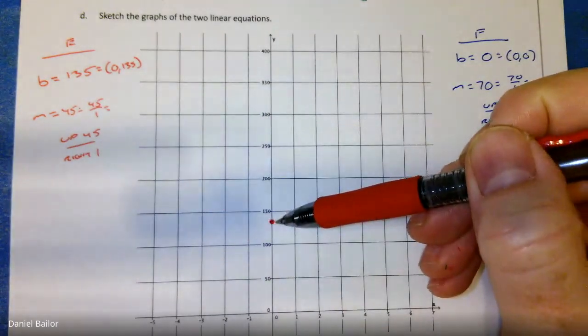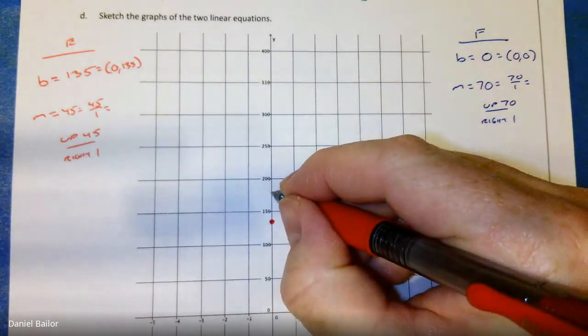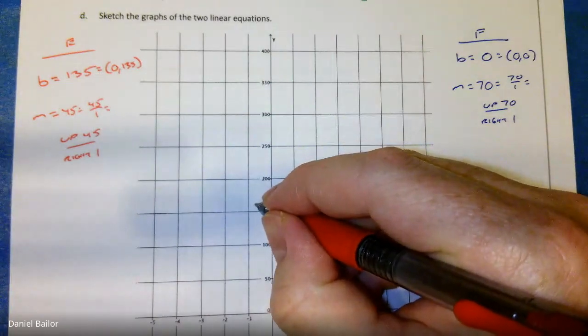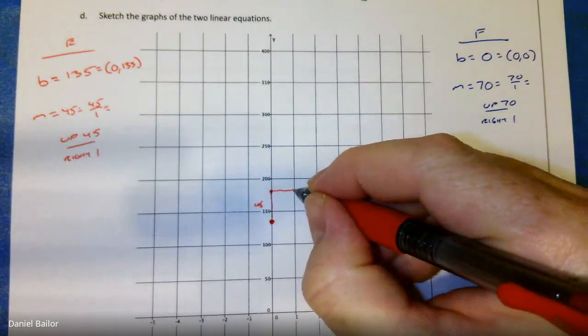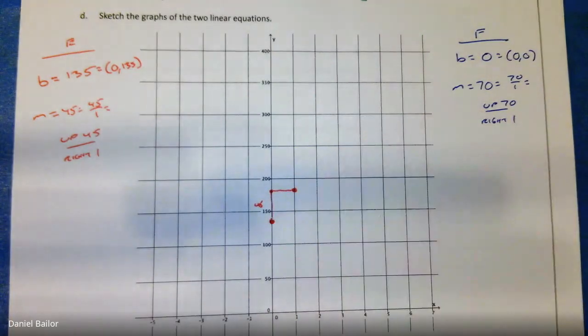Well, 135 plus 45 is 180. So we need to go about 180, which is right here. That's going up 45, right 1. So his point is going to be right there.